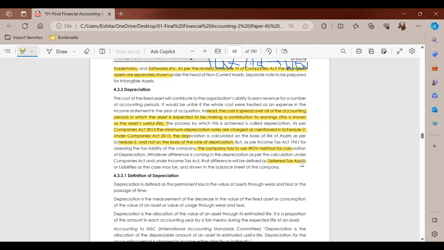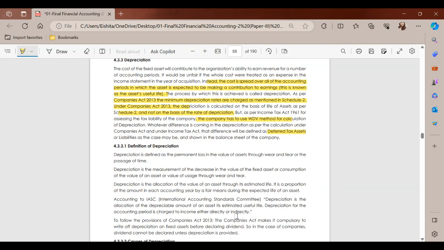What do you call that? Deferred tax asset or liability, as the case may be, is shown in the balance sheet. So just to make you remember this, deferred tax will always be shown under non-current. If it is a deferred tax liability, it will be shown as deferred tax liability, and if it is a deferred tax asset, it will be shown as deferred tax asset, as non-current. Any questions?